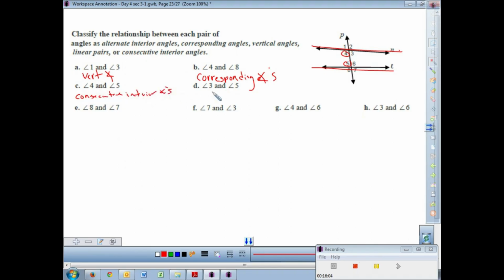And what I'd like you to do is to finish this set of problems. Do D, E, F, G, and H. Why don't you pause the video and give those a finish, and then we'll see if you got them right. So give her a pause.